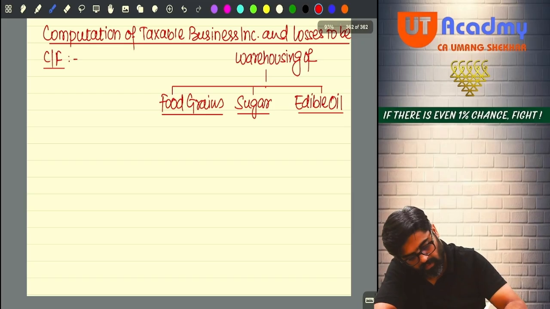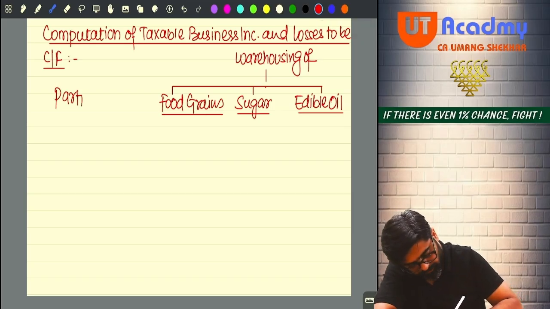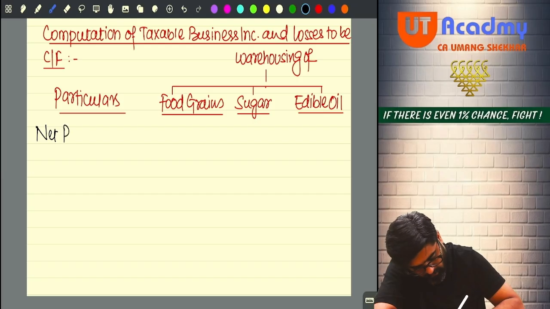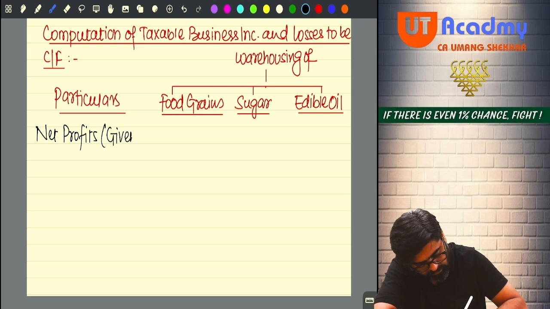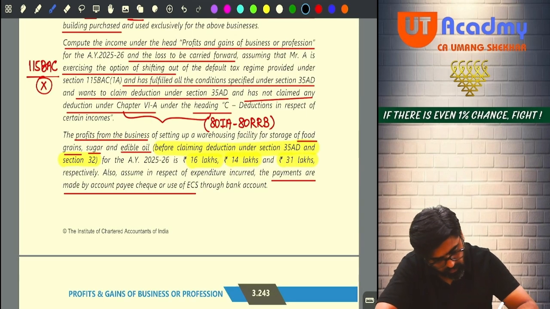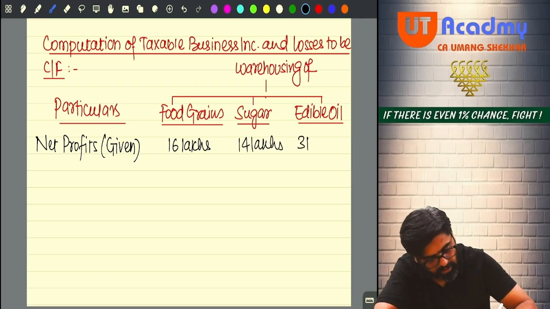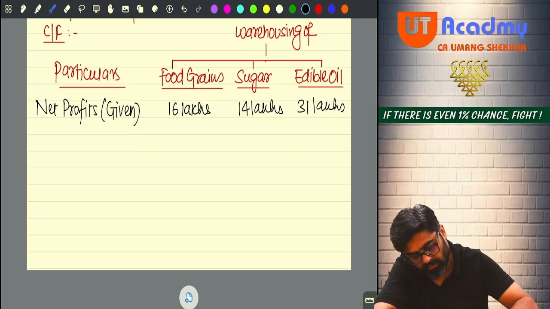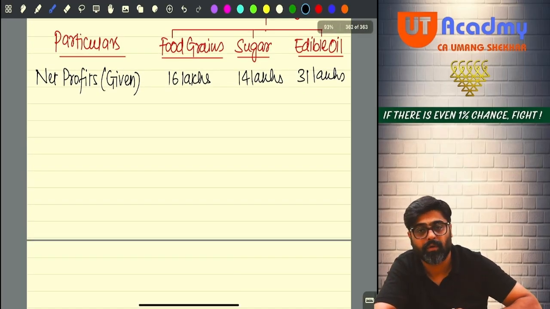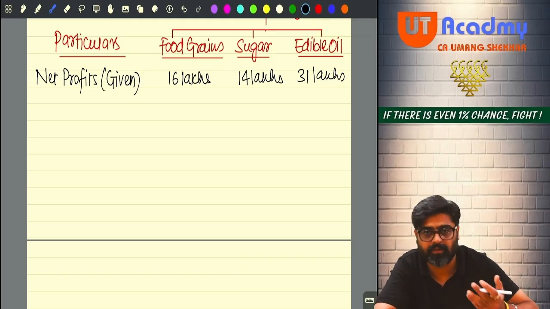Now, I'll write particulars over here. So, net profits as given: 16 lakhs, 14 lakhs, and 31 lakhs. Can I say this was the net profit before section 35 deduction and section 32?